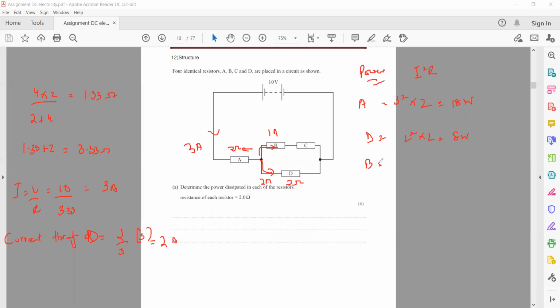For B and C, they will have the same power because they have the same current and resistance. The current is 1, so 1 squared multiplied by resistance 2 is equal to 2 watts, and for C also it will be 1 squared multiplied by 2, that's also equal to 2 watts. So this is the power which is dissipated across each resistor in the circuit.